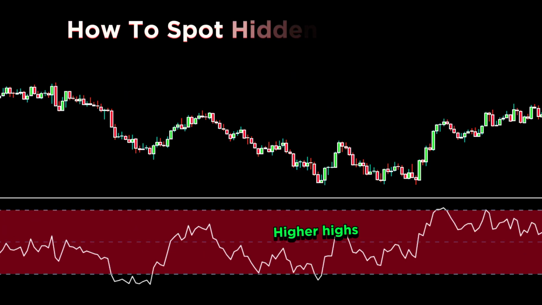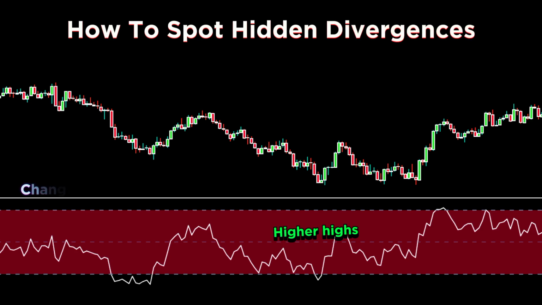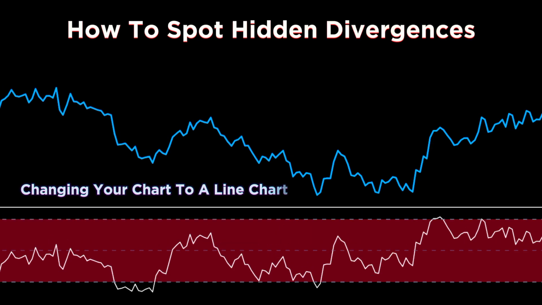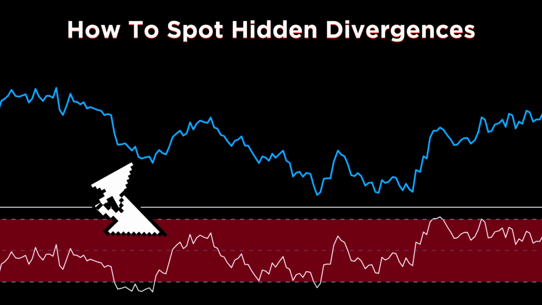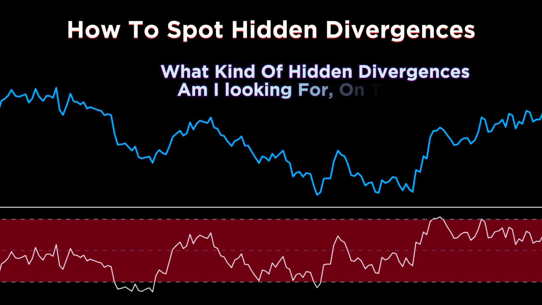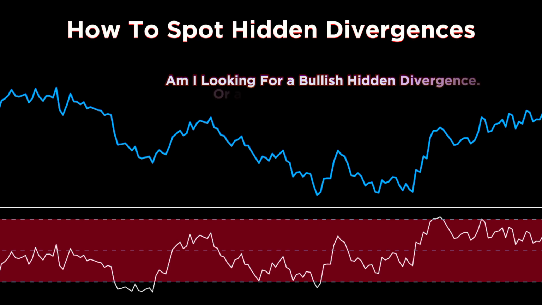In order to spot it faster, you begin by changing your chart to a line chart in order to give you a better view of the divergence. Now the chart and the RSI are looking a bit similar, or maybe not too similar. Then you ask yourself deeply, what kind of hidden divergence am I looking for on the chart? Am I looking for a bullish hidden divergence or a bearish hidden divergence?